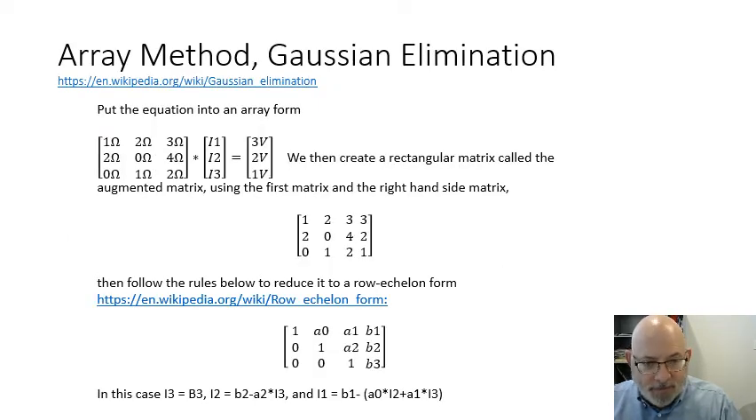The array method. So this is Gaussian elimination, and I have a Wikipedia link to Gaussian elimination. You take those same equations and you put them in an array form. And in array form, you have 1I1 plus 2I2 plus 3I3 equals 3 volts. 2I1 plus 0I2 plus 4I3 equals 2 volts. 0I1 plus 1I2 plus 2I3 equals 1 volt.